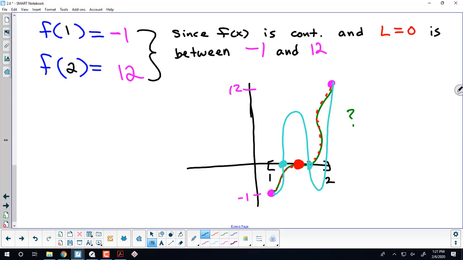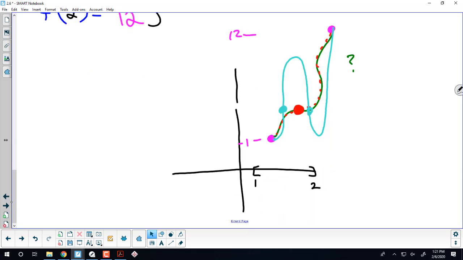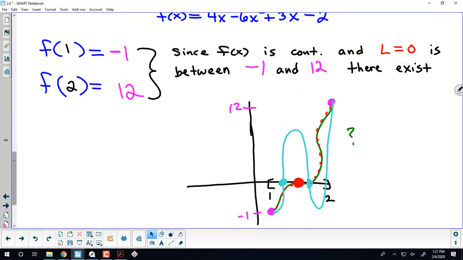Since there's a root between -1 and 2, there exists at least one. No, that wasn't good. Let me move that down so we can keep our conclusion together.